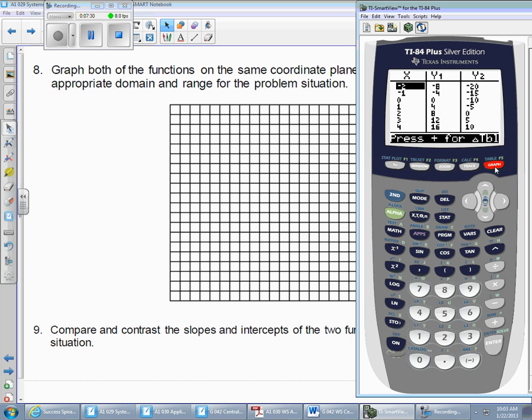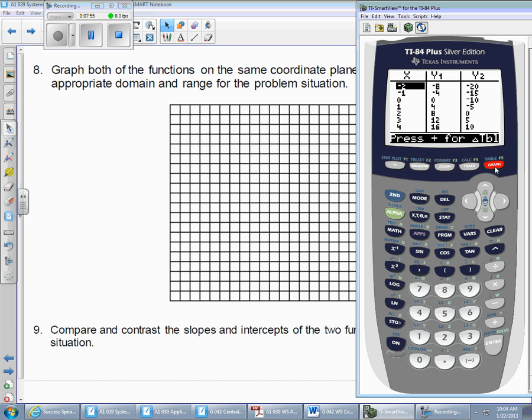And look what you've got. This looks a little different from some of the tables that you've seen in the past. What's so different about it? Two different y columns. Why two different y columns going on right now? Usually we have an x column and a y column that goes with it. Now we've got y1 and y2.